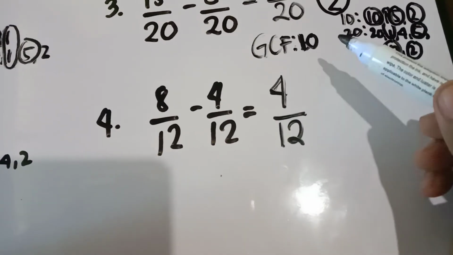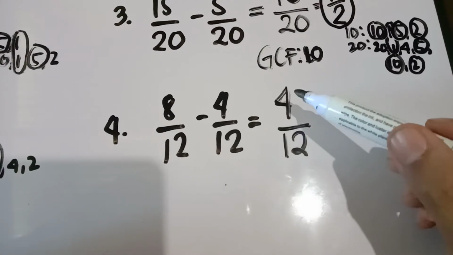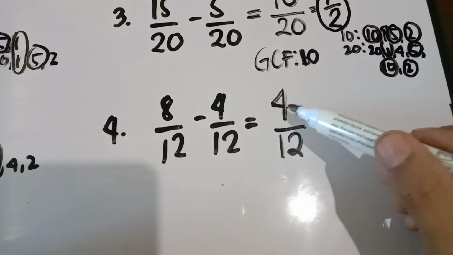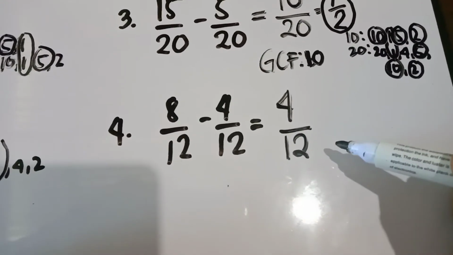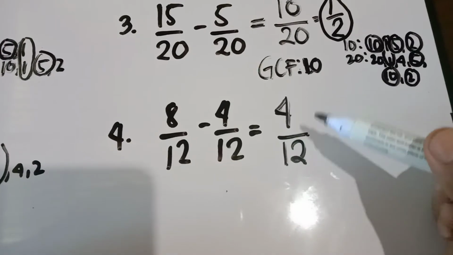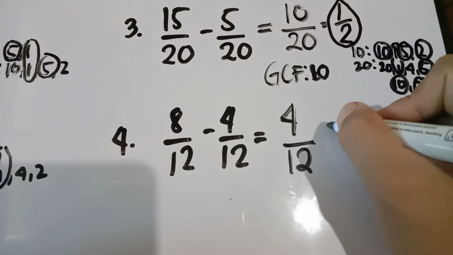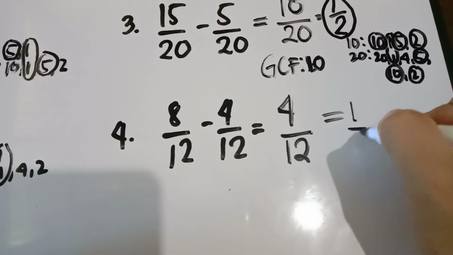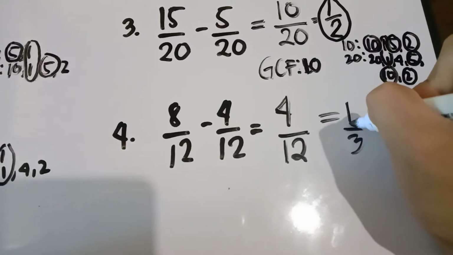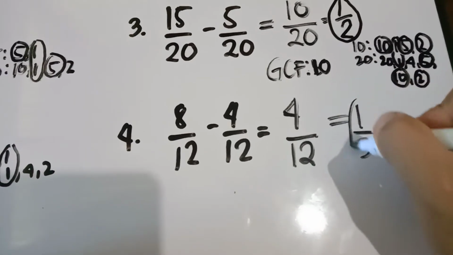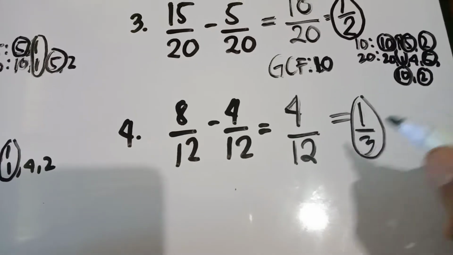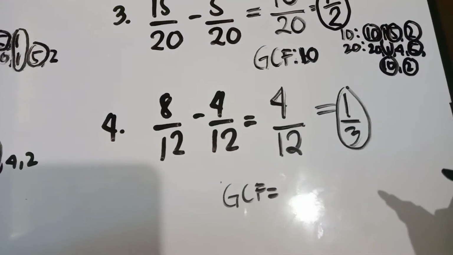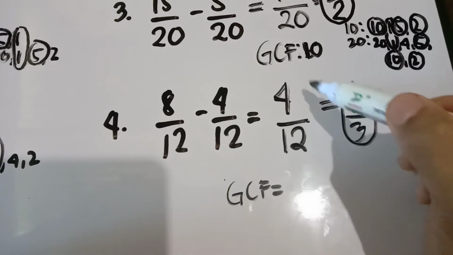Pero meron pang mas mataas na mas malaking number na maaaring i-divide yung 4 at saka 12. Okay, 4. Let's try 4. 4 divided by 4, 12 divided by 4. Okay, so we can divide both numbers by 4. So 4 divided by 4, that is equal to 1. Then 12 divided by 4, that is equal to 3. Okay, so the answer is 1/3. Or by finding the GCF, maaari natin i-change ito into lowest term.